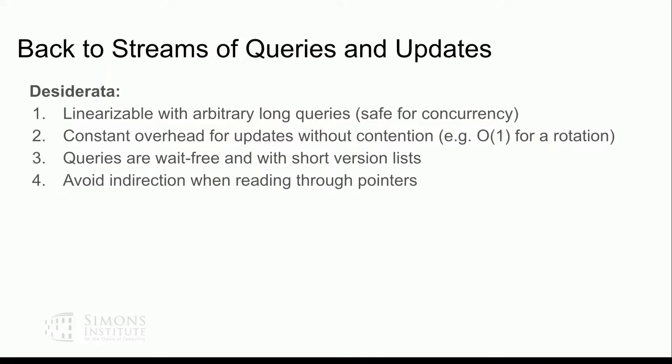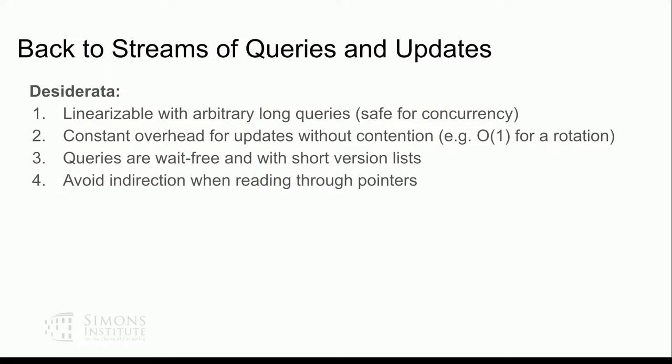We want a few other things. We want constant overhead for updates. So when we're making these updates, doing a rotation should take constant time. This is actually without contention. So I'm assuming that no one else is making an update on that same node at the same time. If there is, these are going to be what's called lock-free, in the sense that one person will win and the next person will have to wait. So one person will get it done in constant time. Anyone that's contending might take a bit longer.